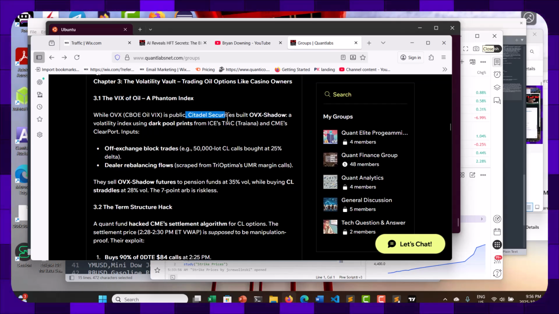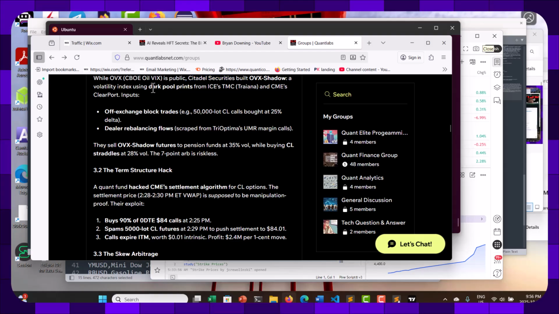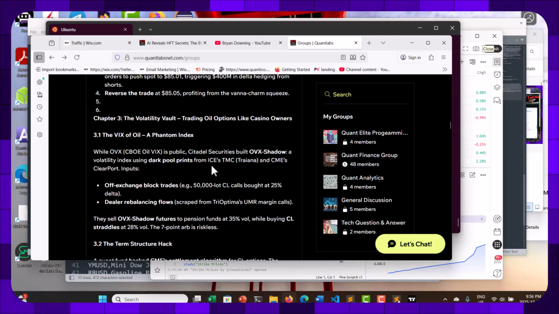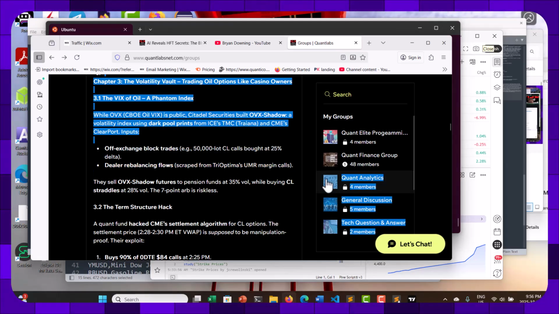Now, look who's doing this. Citadel, OVX shadow, a volatility index using dark pool prints. That's the secret stuff I've talked about, the data set. Here, we're using ICE, the name of the data feed, PMC, and the CME Clearport data feeds. To find out the cost of that, if you had access to this in the Aurora data center, you could trade this. And if you're willing to pay for the data, you could trade this, knowing this.